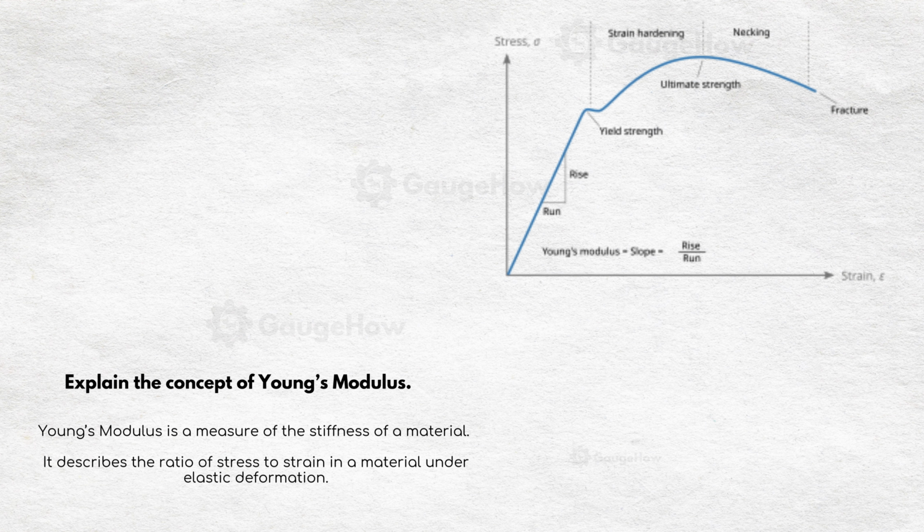Now, the next question is, explain the concept of Young's modulus. Young's modulus is a measure of the stiffness of a material. It describes the ratio of stress to strain in a material under elastic deformation.